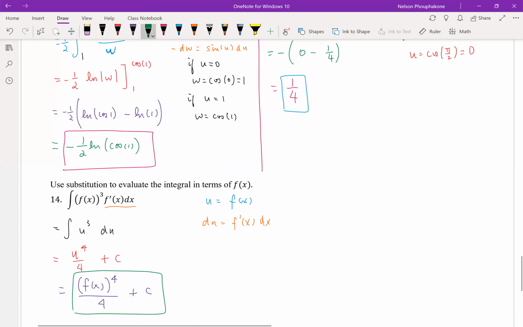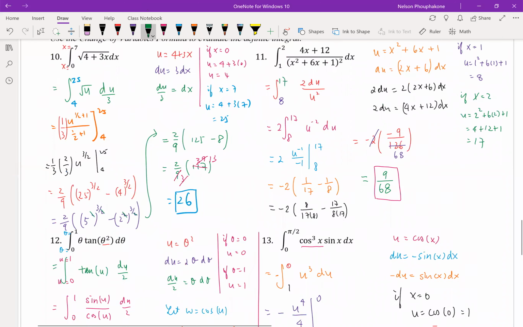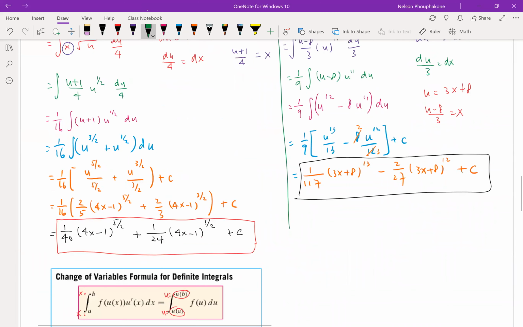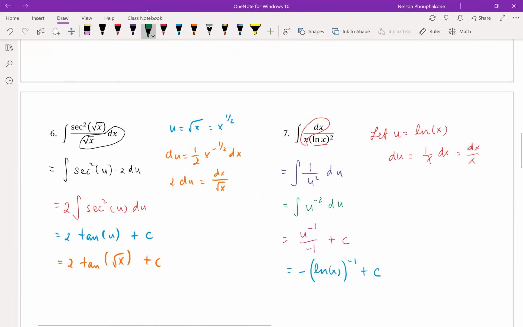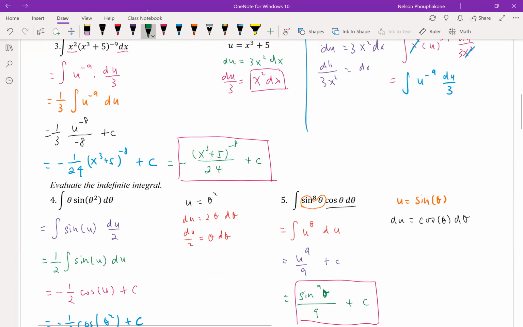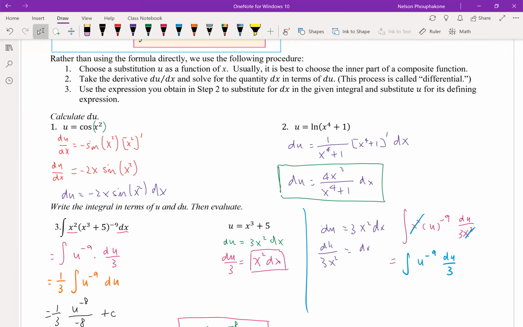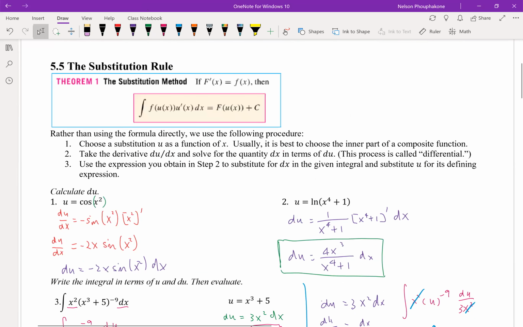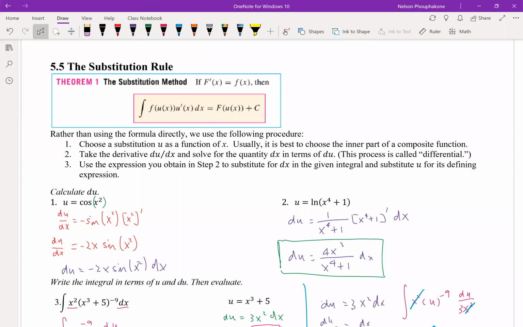Okay, so we worked out a lot of problems in this section, because I believe that practice makes perfect. So therefore, try to work out more problems in the back of your textbook to get familiar with the substitution rule. Okay, thank you. See you next time.